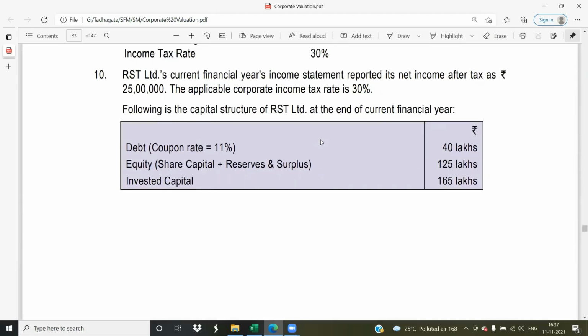EVA is equal to NOPAT minus WACC into capital employed. So you have capital employed, you have WACC. So you require NOPAT. So what is NOPAT? NOPAT is nothing but EBIT into 1 minus tax rate.